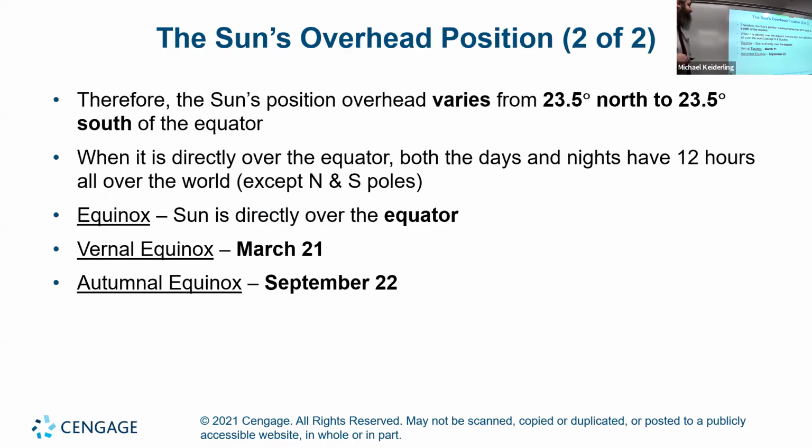These are called equinoxes because of equal night. The sun is directly over the equator. The vernal equinox is March 20th or 21st. The autumnal equinox is September 22nd and 23rd. It was September 22nd this year.